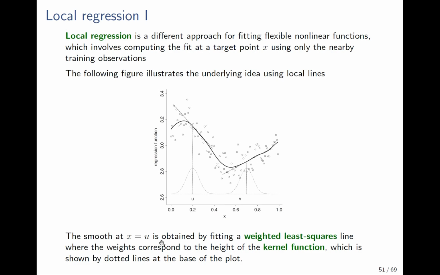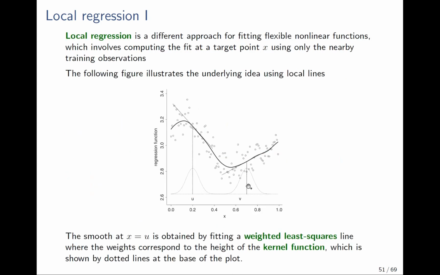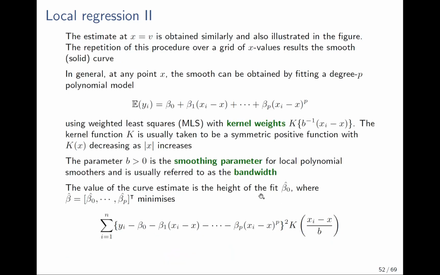and we obtain that by fitting a weighted least squares line where the weights correspond to the height of the kernel function shown by the dotted line at the base of the plot. What these kernel functions do is weight observations according to how close they are to the point of interest, in this case, point u. The estimate at point x equals v is obtained similarly and also illustrated in the figure. So we obtain another one here where we fit, again, a weighted least squares line, using this kernel to determine the weights.